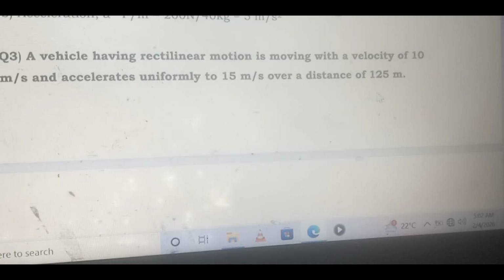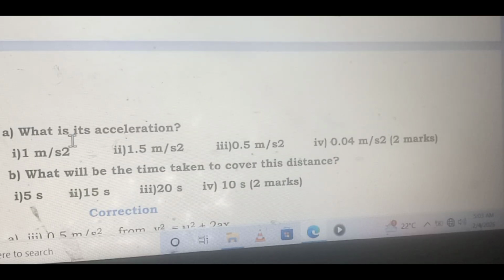As you see, we have the data given: velocity. The initial velocity is equal to 10 meters per second, the final velocity is equal to 15 meters per second, and the distance is equal to 125 meters. This is the data given, and we are asked for the acceleration and the time taken.